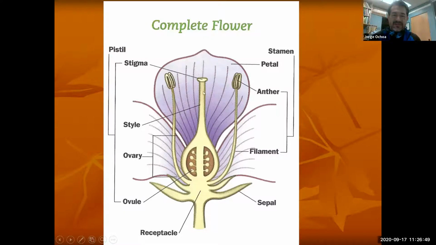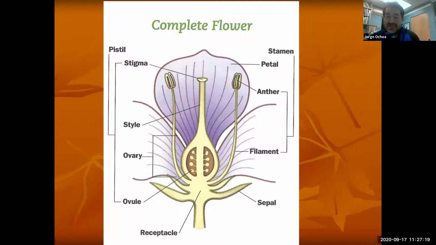So this style is just going to be this component here. Inside, or somewhere at the bottom, there may be an ovary that would later be part of the fruit, and the ovule that would later become the seed. So collectively, the stigma, style, ovary, and the ovule are going to generate what is referred to as the pistil, or sometimes the carpel of the flower, which is going to be the egg, female component of the flower.